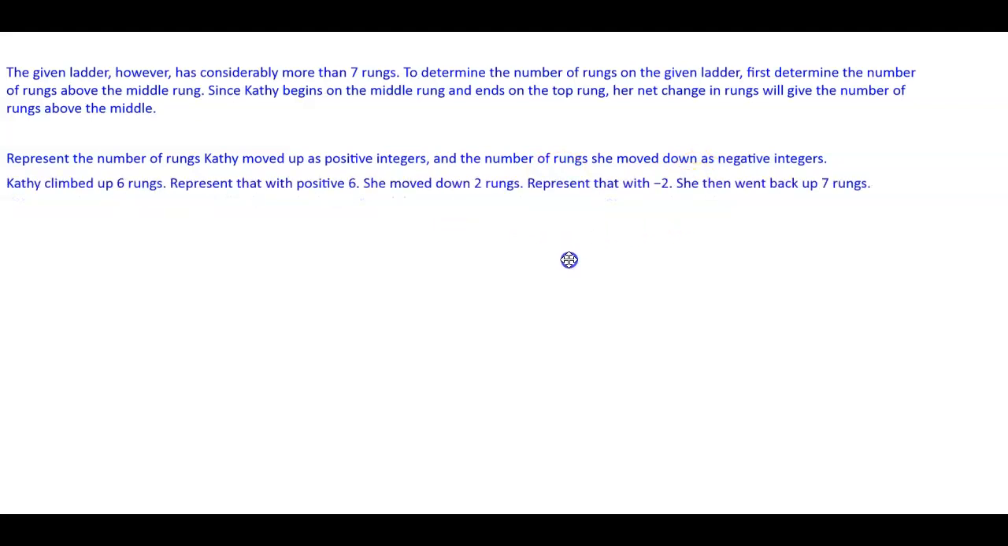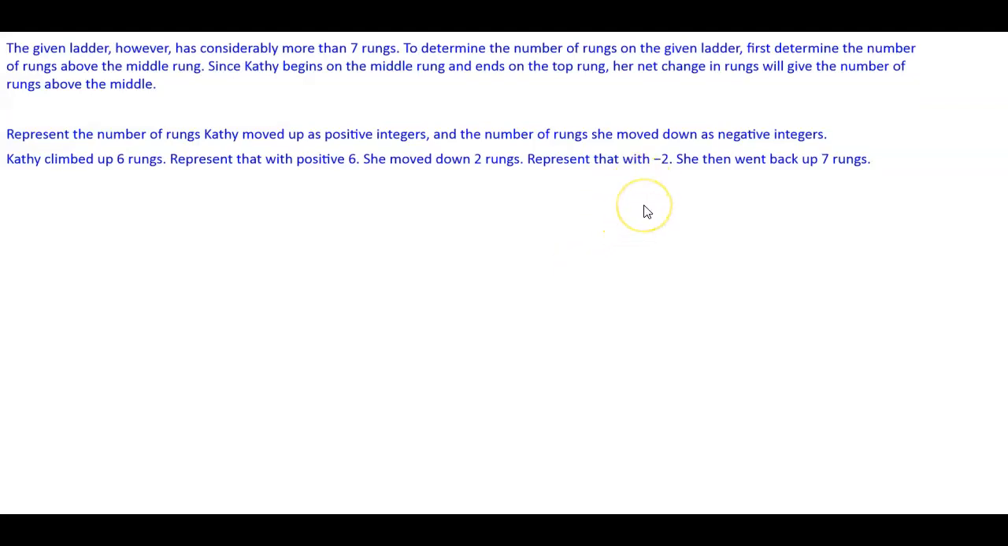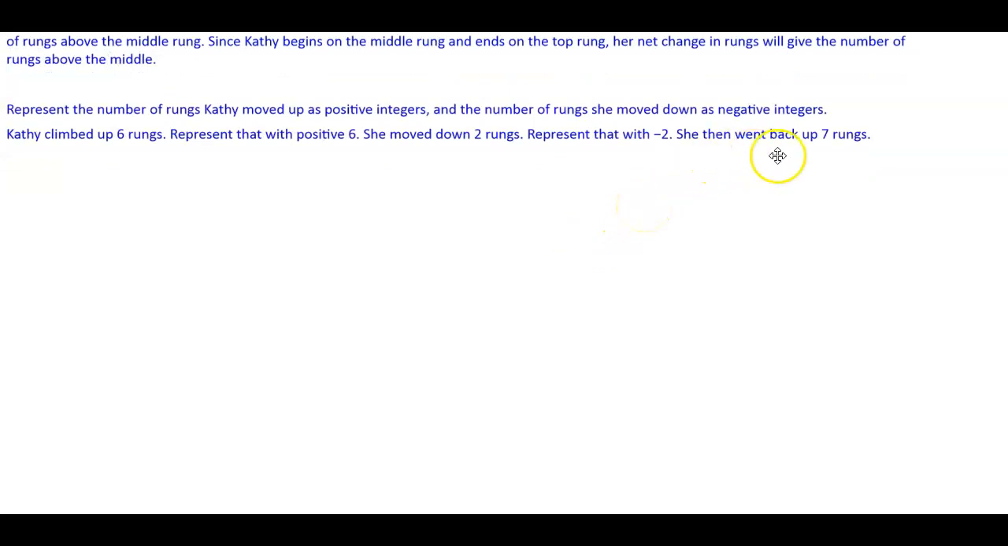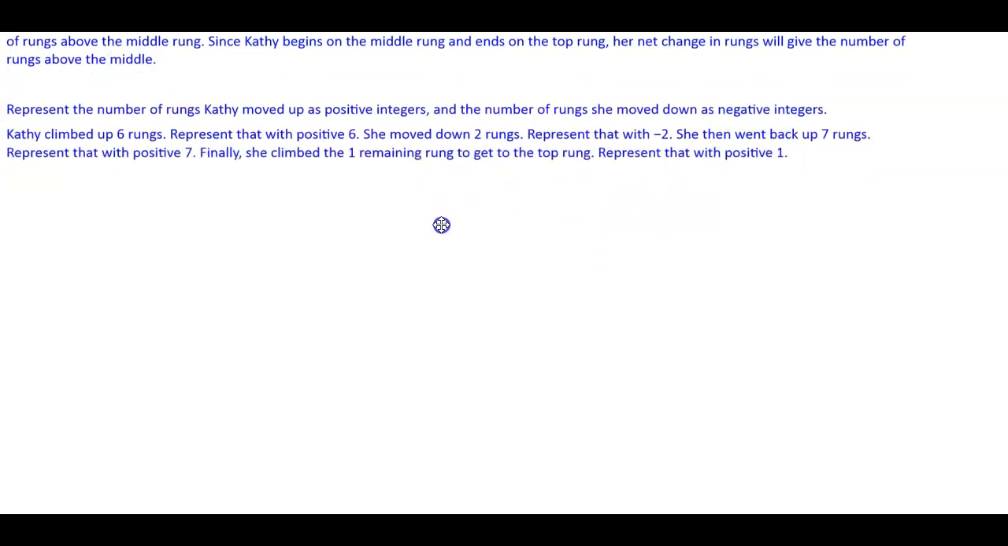So Kathy climbed up 6 rungs. We represent that with positive 6. She moved down 2 rungs. We're going to represent that with negative 2. And then she went back up 7 rungs. Therefore, we're going to represent that with positive 7. And then finally, she climbed the 1 remaining rung to get to the top of the ladder. So we're going to represent that with positive 1.